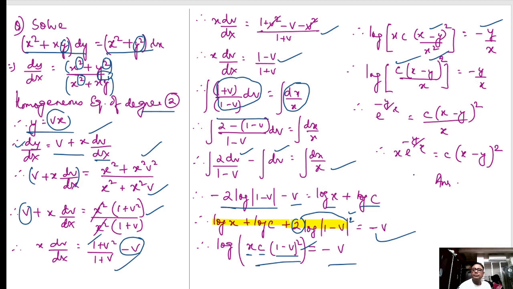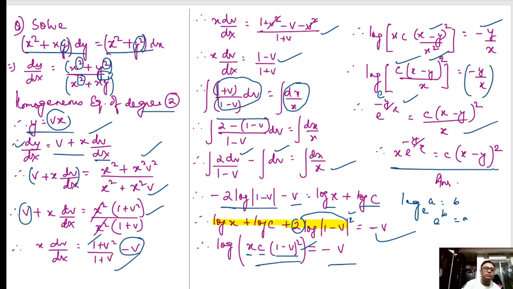Now how to remove the log? Please note one thing, log e A equal to B, we can write e to the power B is equal to A. So here is the e, remember. So e to the power of this will become this whole thing. So this is the ultimate solution of this type of homogeneous equation. Solution is this. Let's see the next sum, friends.